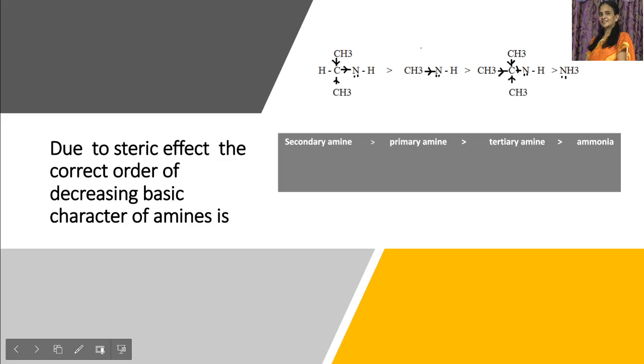Actually, this methyl group should be directly attached to nitrogen. This methyl and this methyl. And here this is correct only. Here also N should be here and no H. Tertiary amines and ammonia. So secondary amine is a stronger base when compared to primary amine, which is stronger when compared to tertiary amine, which is stronger when compared to ammonia.